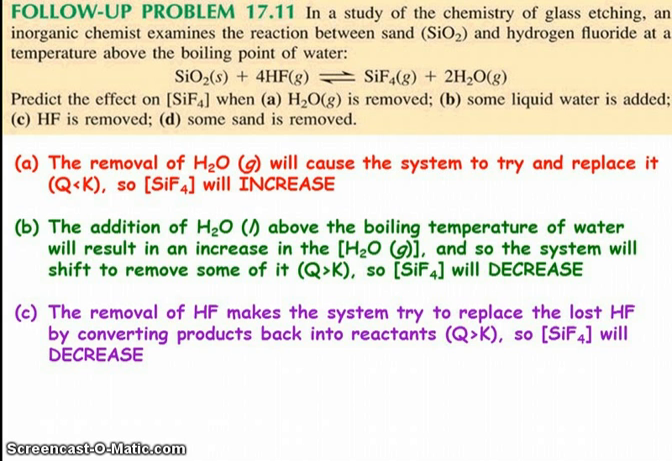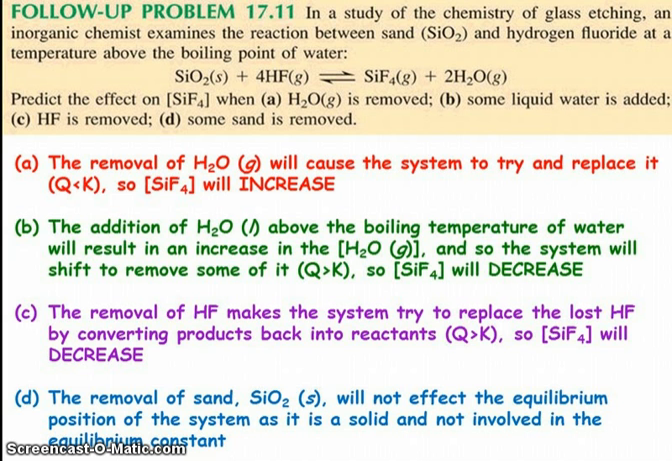And then last but not least, we're going to remove sand. Sand is SiO2, silicon dioxide, and note that it's a solid. And also remember that solids don't appear in equilibrium constants because their concentration in themselves is a constant value. So anytime I remove a pure solid or a pure liquid from a system in equilibrium, it has absolutely no effect, as long as there is enough around to be in equilibrium. So we must add that caveat. It says some sand, not all sand, is removed. So it's not going to affect it because it's not involved in the equilibrium constant.